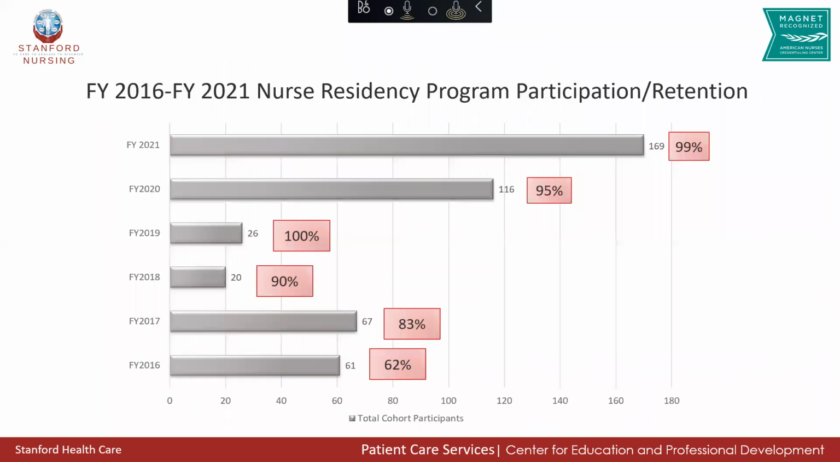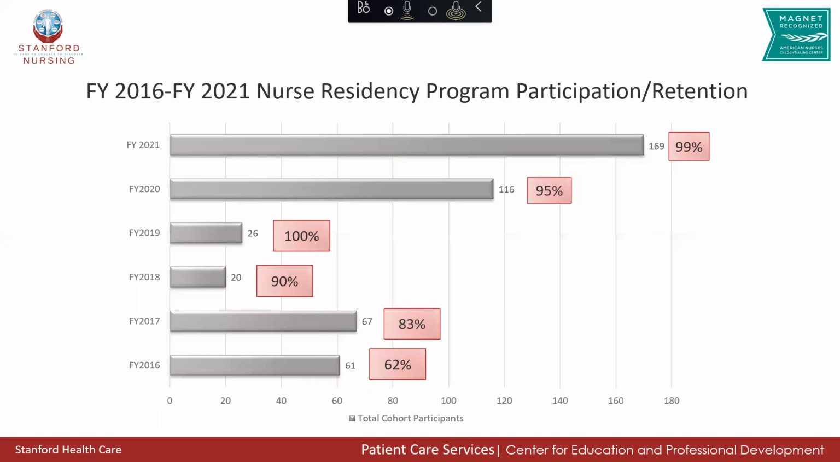We're really excited that our volume of nurse residents has exponentially increased over the last couple of years. We're not only growing our program by number, but we are also expanding our program, and nurse residents are being hired into areas in which we did not previously hire into. So you can see, even from fiscal year 2018, which we only hired 20 new grads for the entire year, and now we are projecting to over 200 nurse residents for our fiscal year 2022, which are our cohorts in March and August.